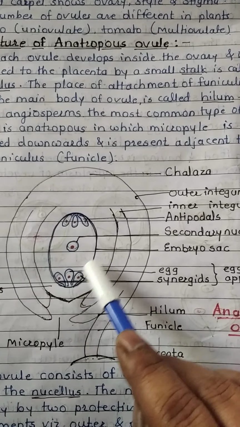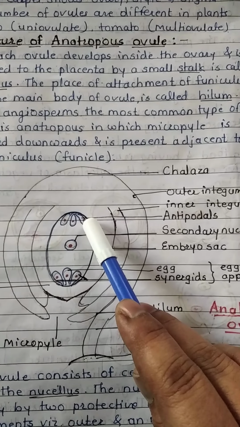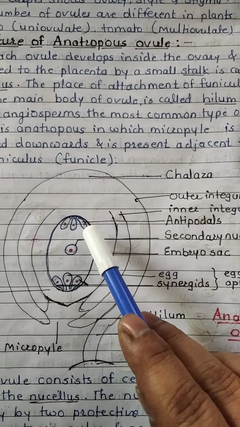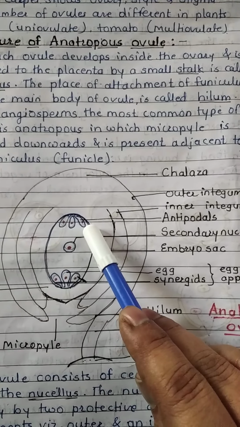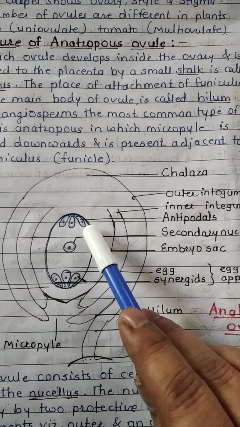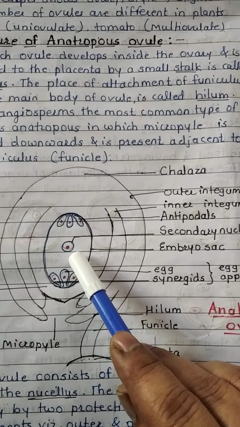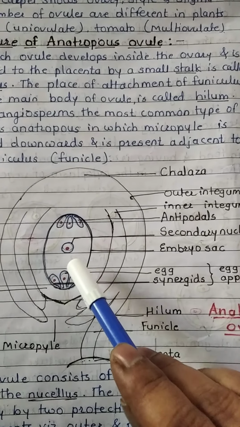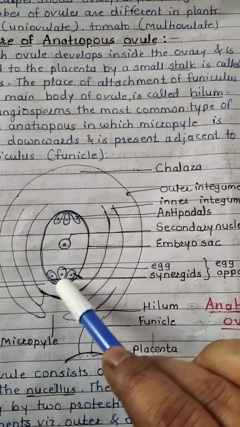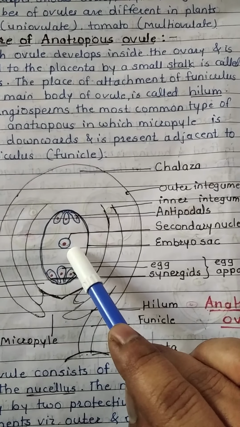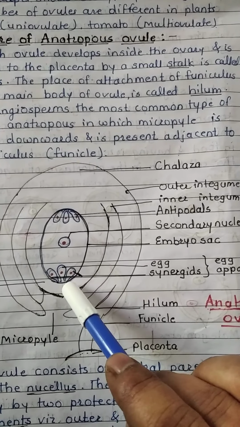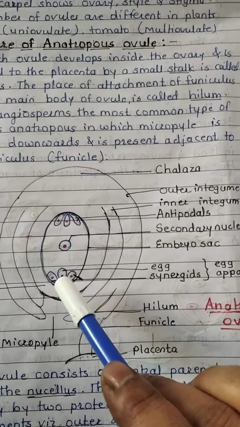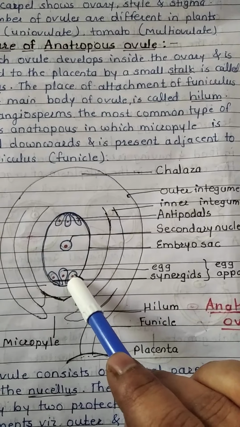Then next to this, at the opposite end, that means at the chalazal end, three antipodals are present which later on degenerate from this female gametophyte structure. The centrally placed secondary nucleus is made up of two polar nuclei which are haploid. In this total female gametophyte structure, the secondary nucleus is diploid while the antipodals, egg cell and two synergids, all the cells are haploid. This total embryo sac is a 7-celled 8-nucleated structure.